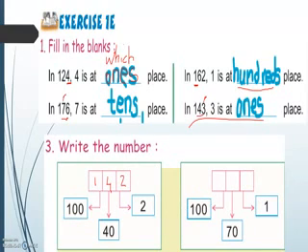Now see this question. 100 plus 70 plus 1. 100 means 1 is at the hundreds place. 70 means 7 tens, which means 7 is at the tens place. And 1 here means 1 one, which means 1 is at the 1's place. So this is how we can write the number from the place value given.